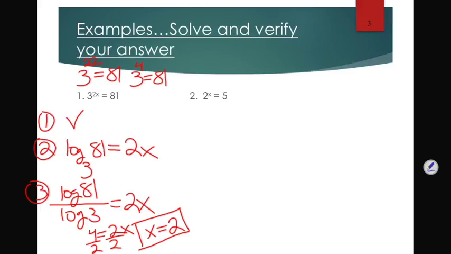Okay, next one. 2 to the x equals 5. So again, step number 1, done. I don't have anything in front of the exponent. I don't have anything to the side of the exponent that I'm adding or subtracting to that 2 to the x. So the exponent is by itself.